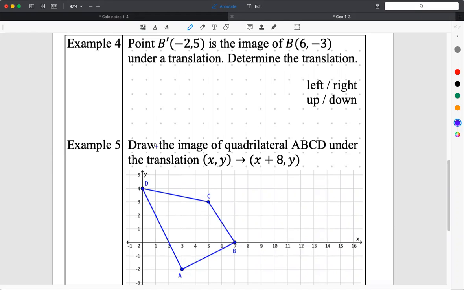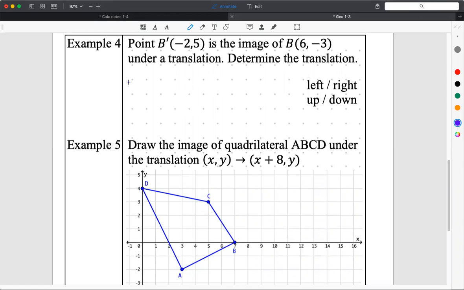Point B prime, (-2, 5), is the image of B (6, -3) under translation. Determine the translation. Cool. You can go ahead and solve it too then. Okay. Well, never mind that. I don't know. I'm having trouble understanding. I thought I got it, but okay. I don't know. Yeah, that's fine.